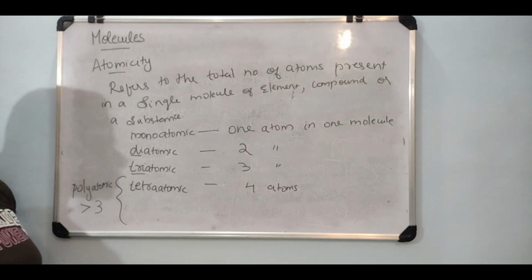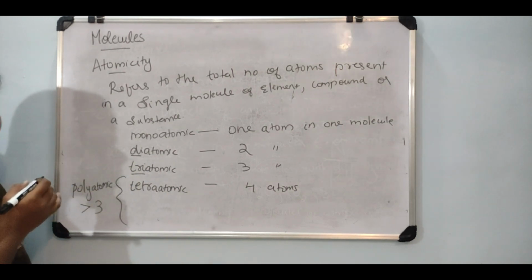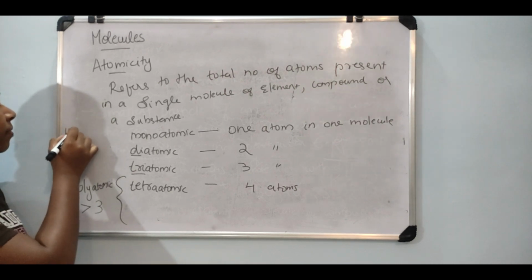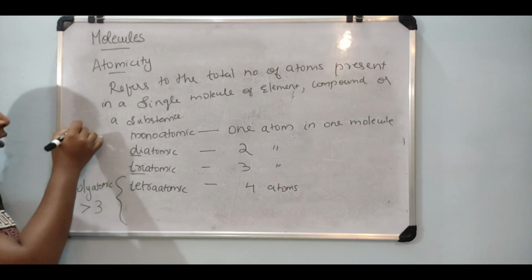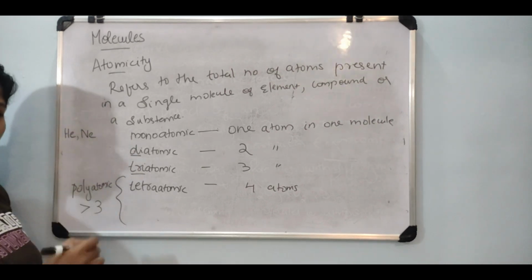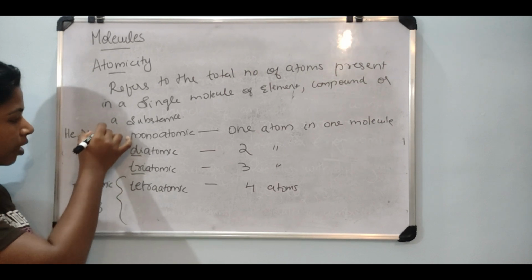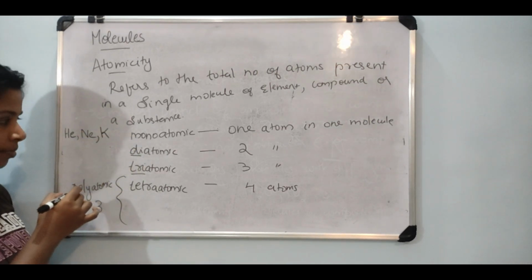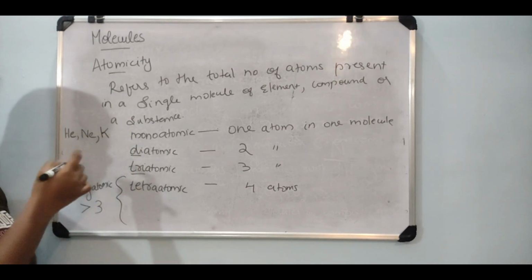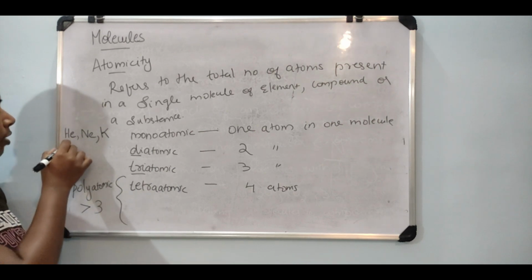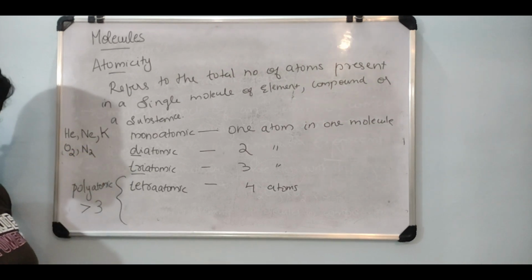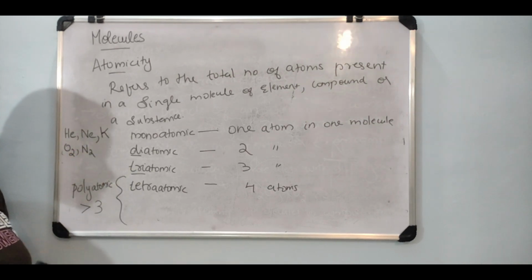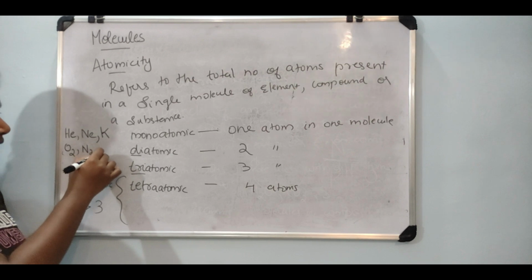Now we will write some examples for these cases. Monoatomic. Most of the noble gases like helium, only one atom. Then neon. Then metals like potassium. Okay. Now coming to diatomic, you can write what? Oxygen, nitrogen. Okay. Next, hydrogen.